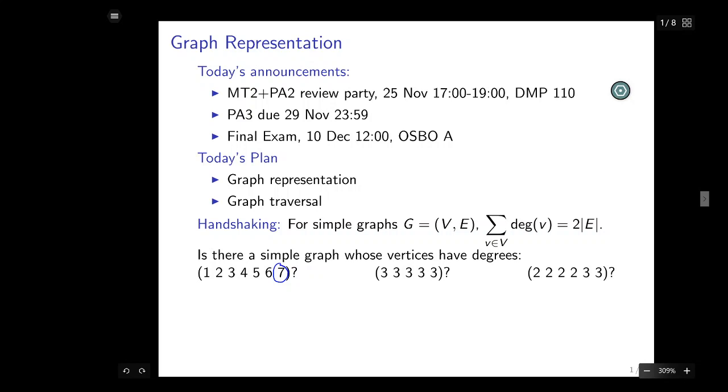Yeah, the most we can hope for is that it has an edge to every other vertex. And that number is 6. So this can't be right, because the degree 7 vertex can't exist in a simple graph. Okay, what about the second one?